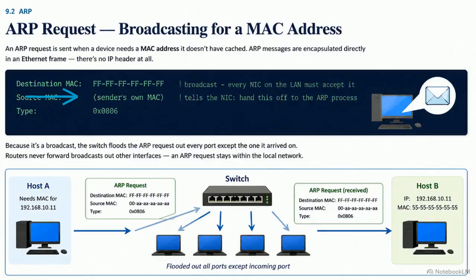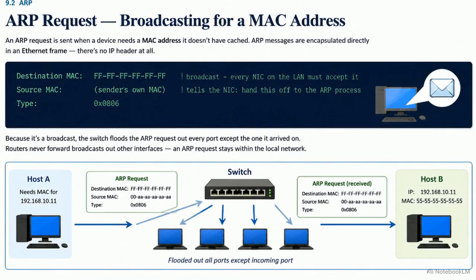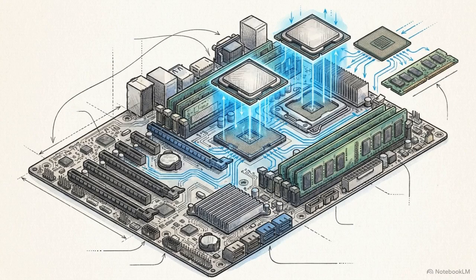The request includes the sender's details and the target's IP, but because the target MAC is unknown, it uses the all-F broadcast MAC address. This broadcast destination forces the local switch to flood the frame out of every connected port on the segment. Every device on that segment receives the broadcast, which requires a small amount of local processing power.